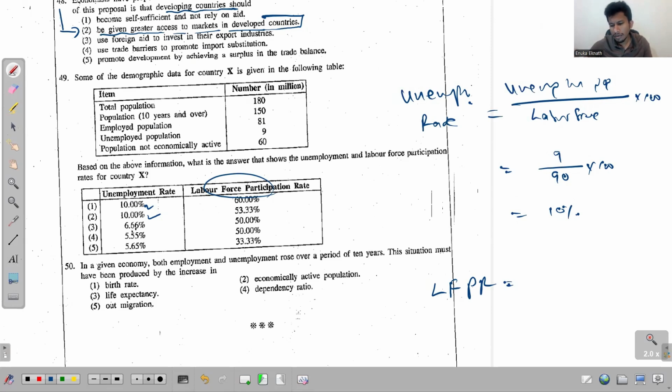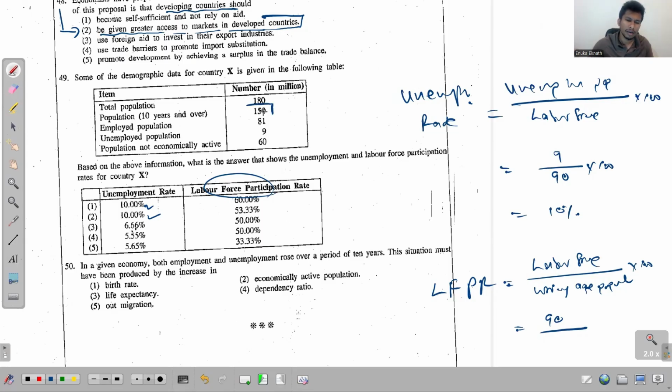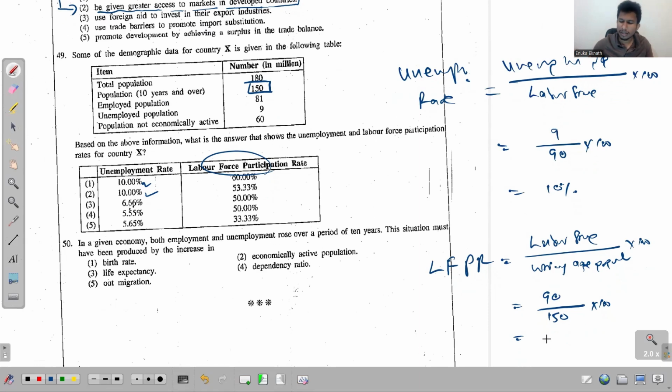So we write labor force divided by working age population, multiplied by 100. So labor force is 90, working age population, we need to consider this to be the working age population, that is 150. We multiply this by 100, then the answer will be 60. Right, 60. And our answer for this question 49 is the first one.